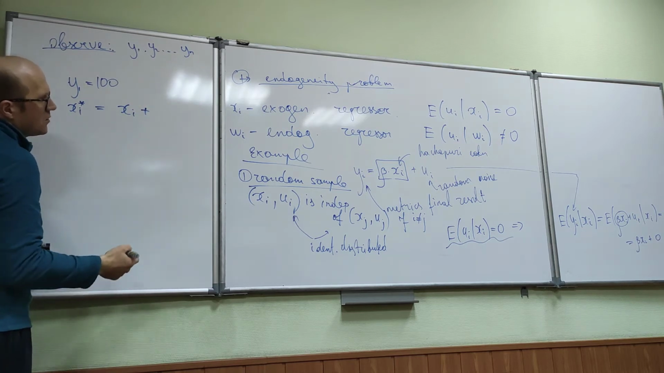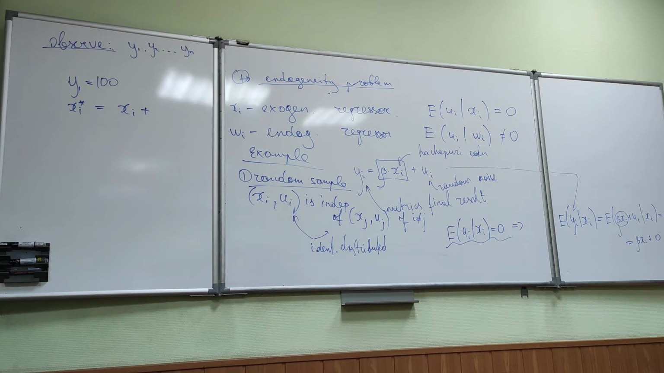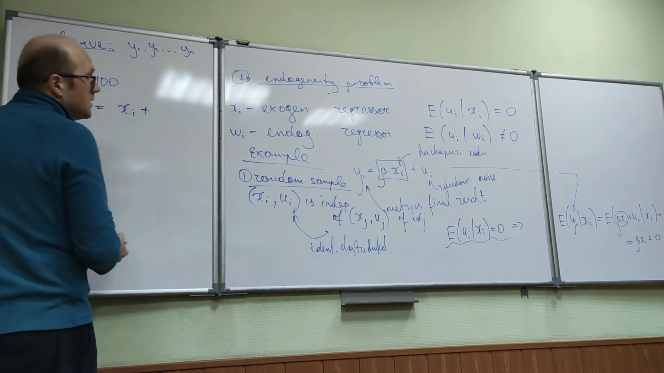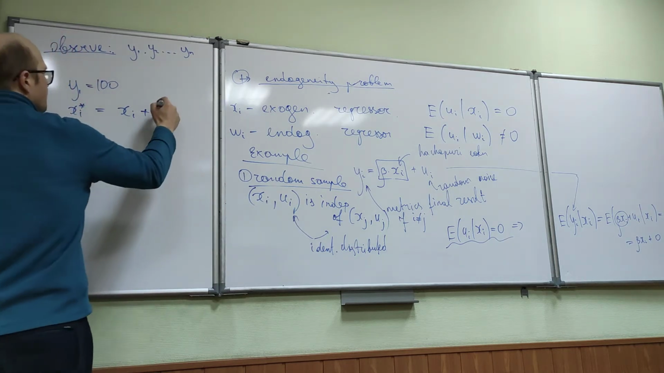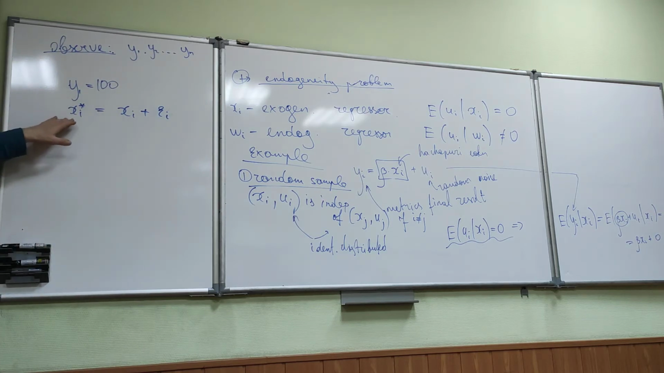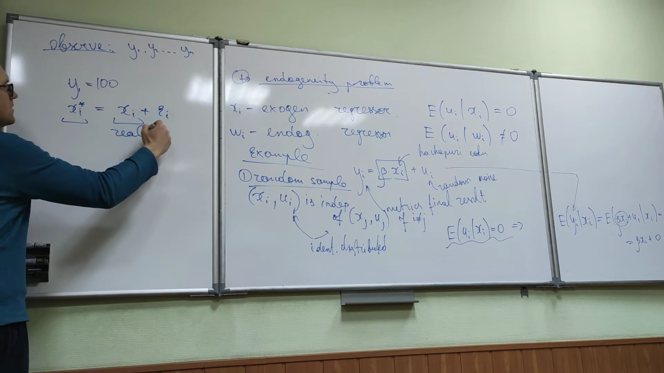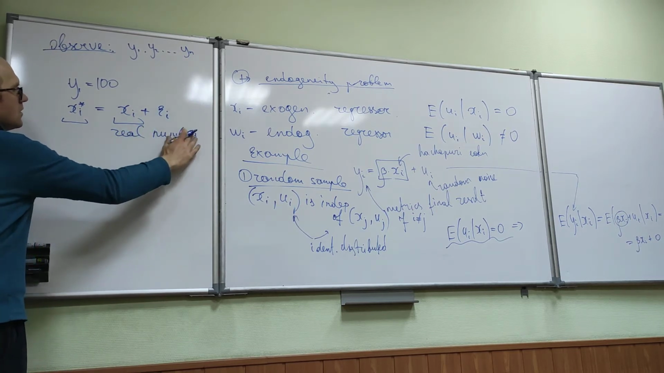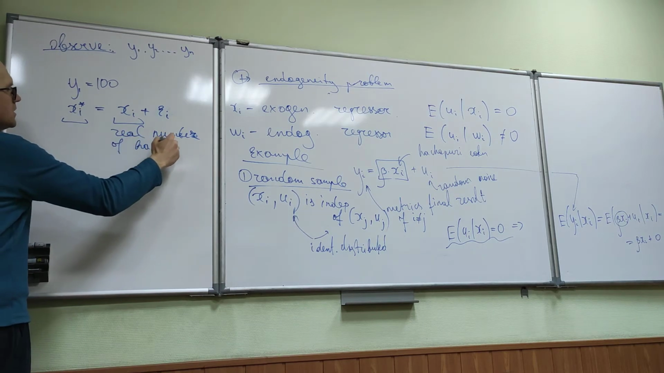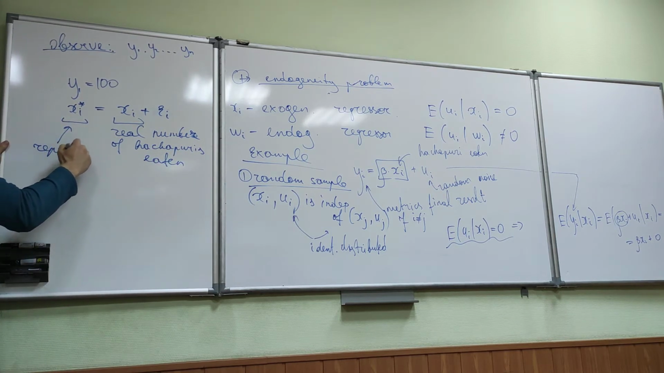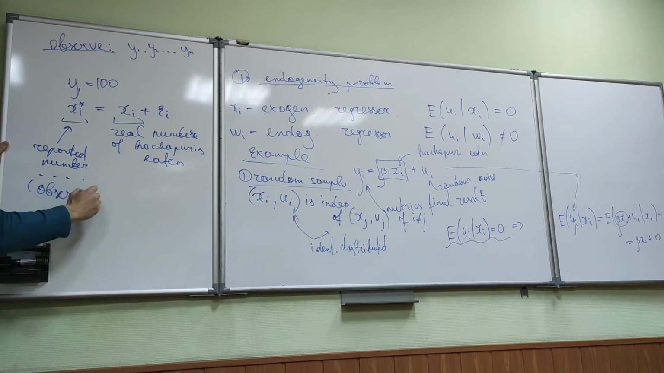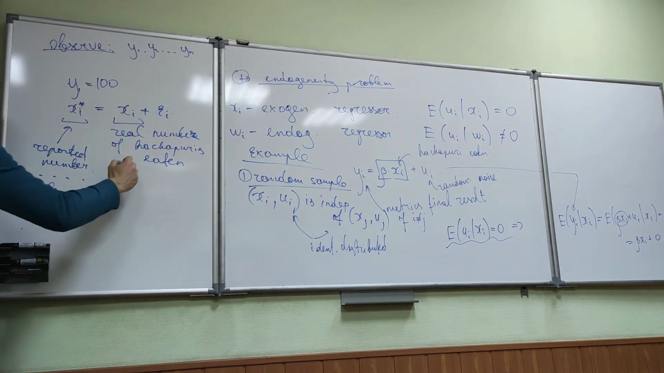Let's say, not u, but epsilon. Yeah, epsilon. So what we observe: this is the real number of khachapuris eaten, and this is the reported, declared number of khachapuris eaten. So this is observed, we can ask everyone, and this is unobservable.